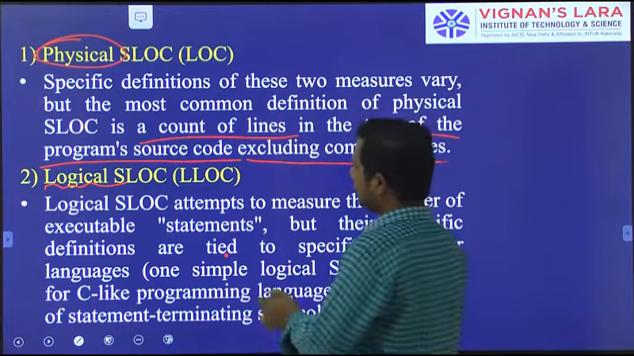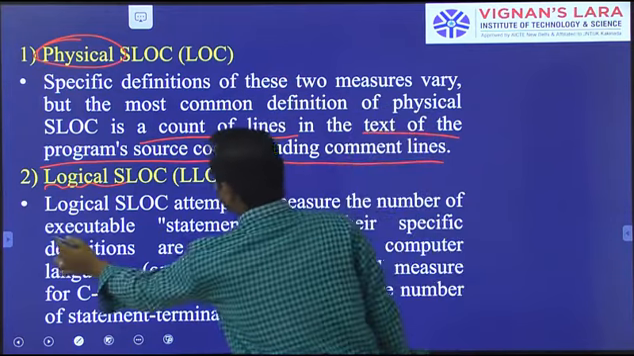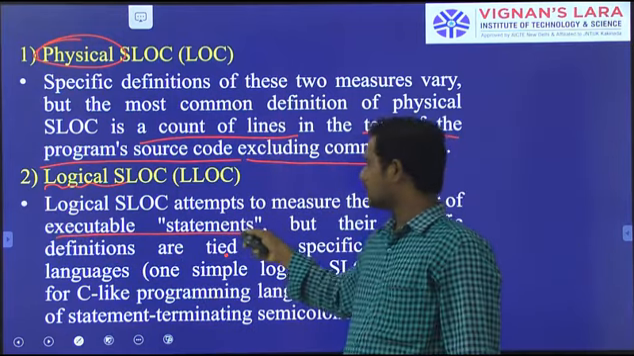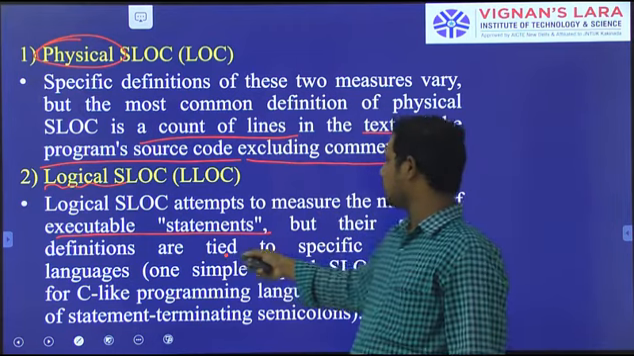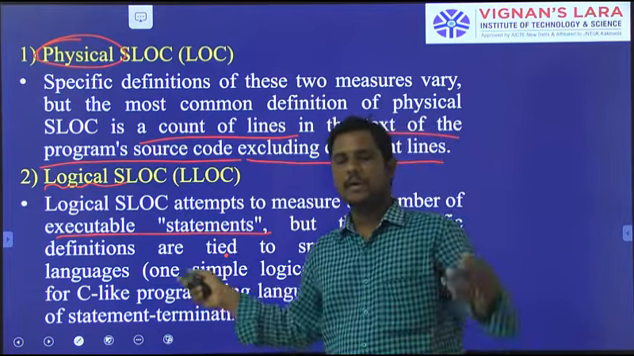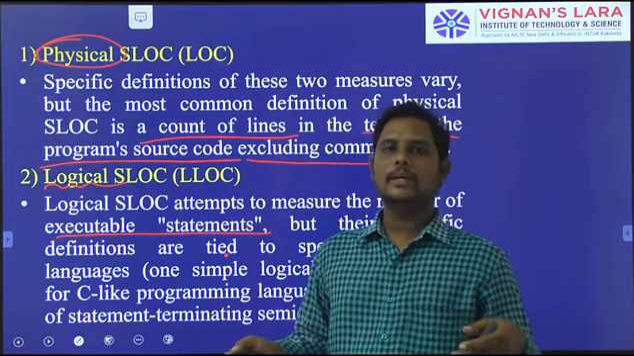So like that here, logical SLOC attempts to measure the number of executable statements. It is very important. The number of executable statements is considered, but their specific definitions are tied to the specific computer language. You are using C or Java or whatever the language. So based on the language we are estimating.